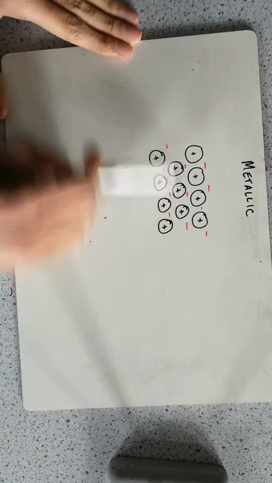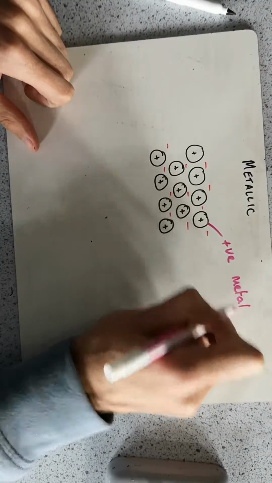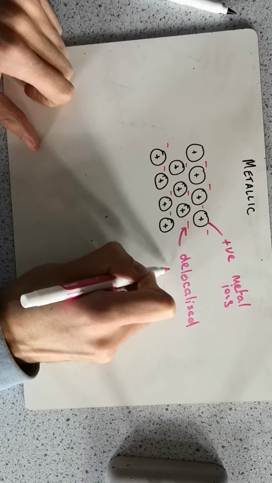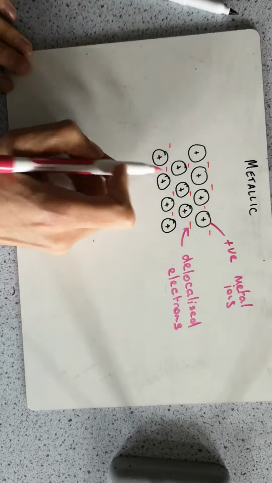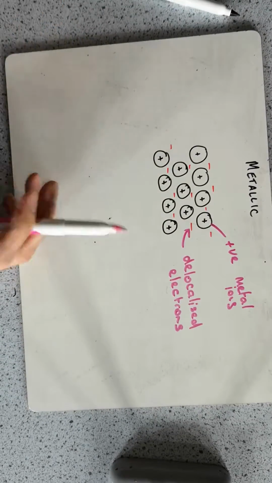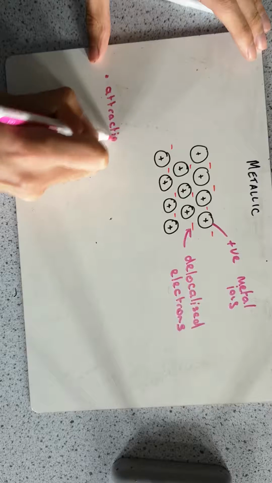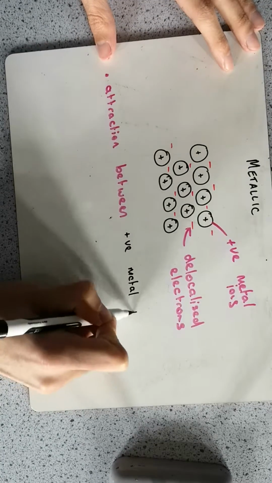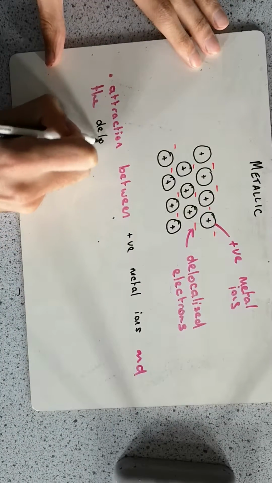Have a look at metallic bonding here. I've got my nice lattice with my delocalized electrons. So I've got positive metal ions, and they're attracted to our delocalized electrons. So in order to get this to melt, or to become molten, we have to break down the attractions that are holding it together as a solid. So what's keeping it is this lattice, and that is the attraction between the positive metal ions and the delocalized electrons.